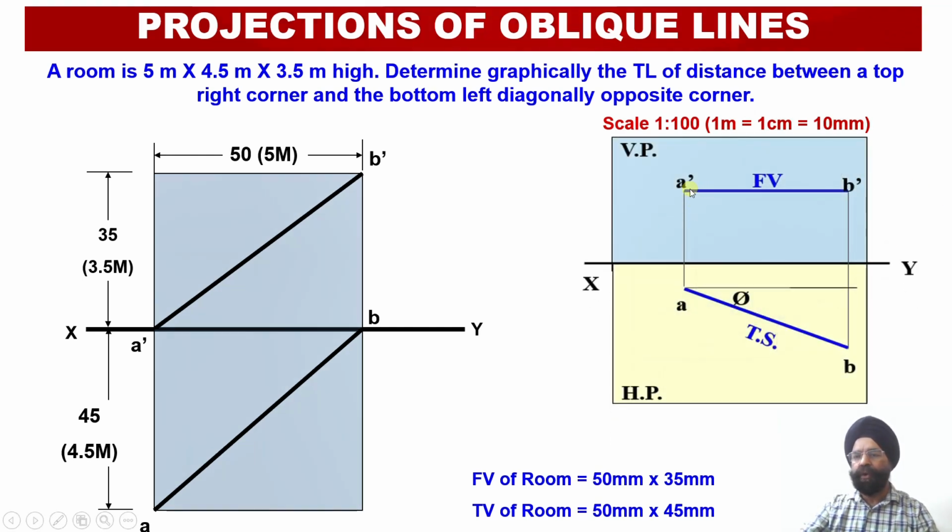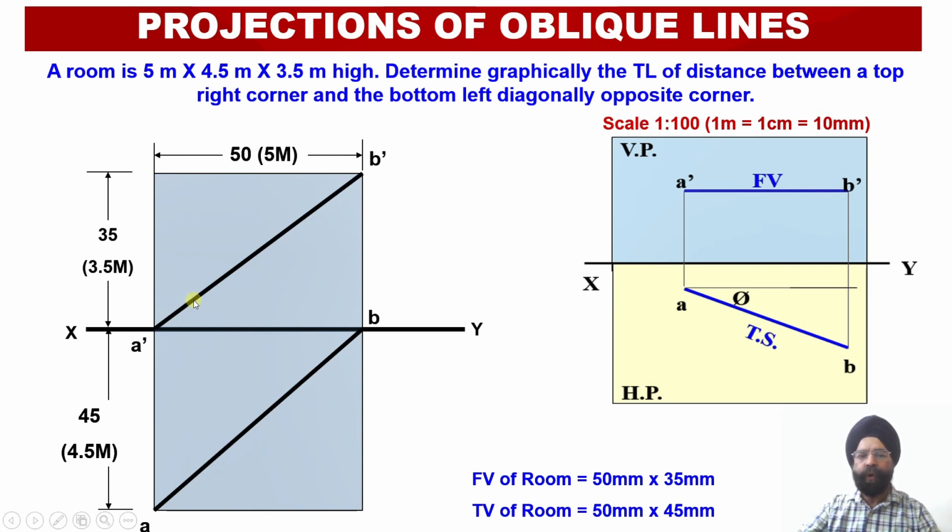Now using the rotation of the line method, we are going to observe that whenever the apparent length of the line, that is A dash B dash, happens to be parallel to the horizontal plane, then on the horizontal plane in the top view we will be able to obtain the true length of this particular line. But what do we obtain over here in the front view and the top view?